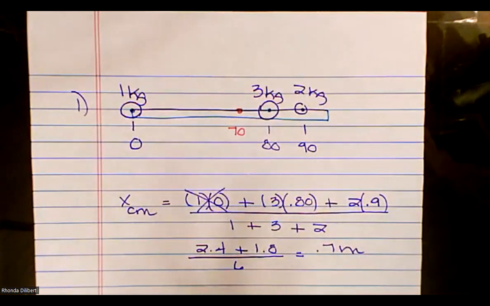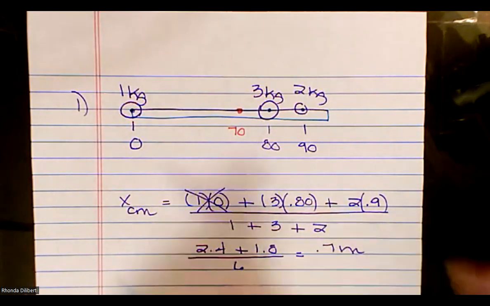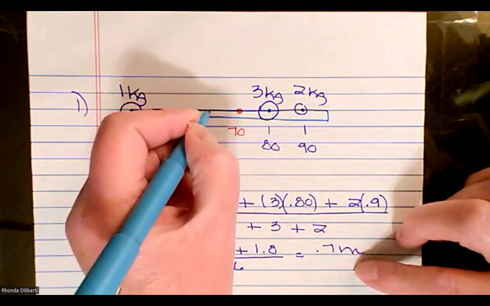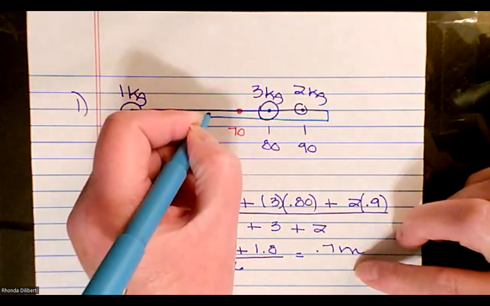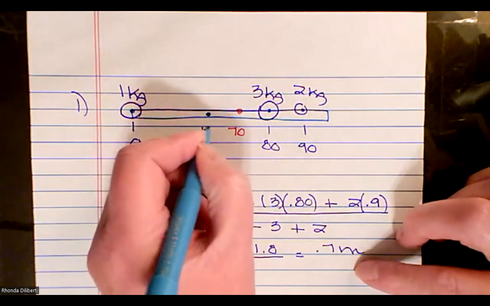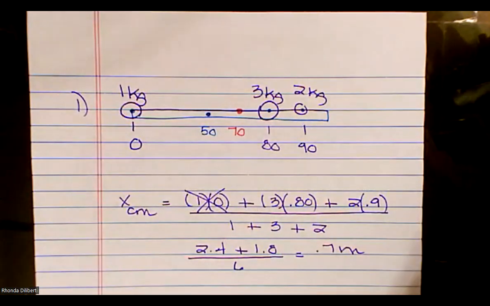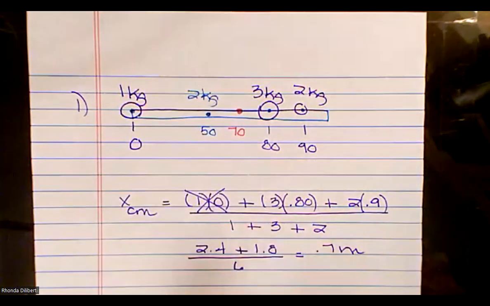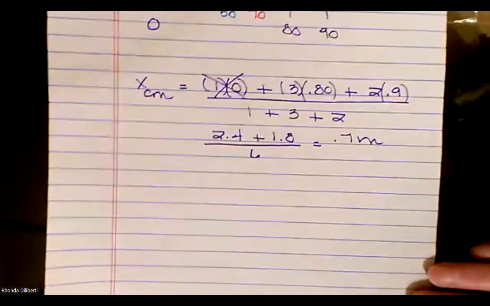But what about the meter stick? A meter stick is a symmetrical object, and so its dot would be in the middle of it, which would be here at 50. So I'm going to take the meter stick and turn it into a dot at 50. And what was the mass of the meter stick? I think the mass was 2 kilograms. And I'm going to repeat this problem.